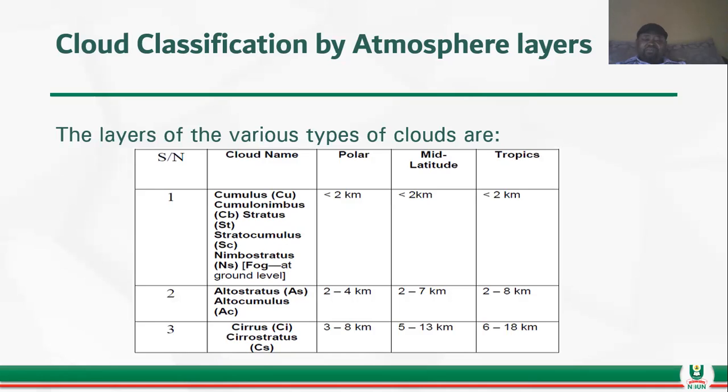Then the third one, cirrus, CI, or cirrostratus, CS. At polar, it is 3 to 8 kilometers. At mid-latitude, it is 5 to 13 kilometers. And at tropics, it is 6 to 18 kilometers.